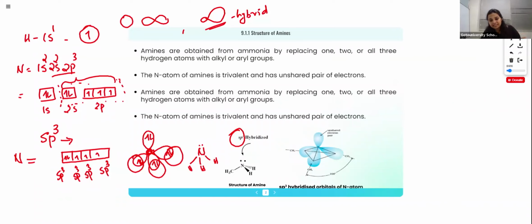If it is CH3, the same process will happen. Then what are this dashed line and the solid line? The dashed line is below the plane, the solid line is above the plane, and this line is in the same plane. Because this is trigonal pyramidal geometry, we can simply say they have pyramidal geometry. So this is the structure of ammonia, the same as that of the amine. In ammonia, the nitrogen atom is in sp3 hybridization. Very, very important.